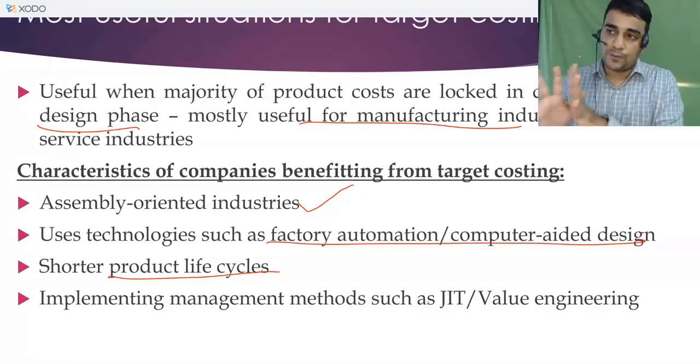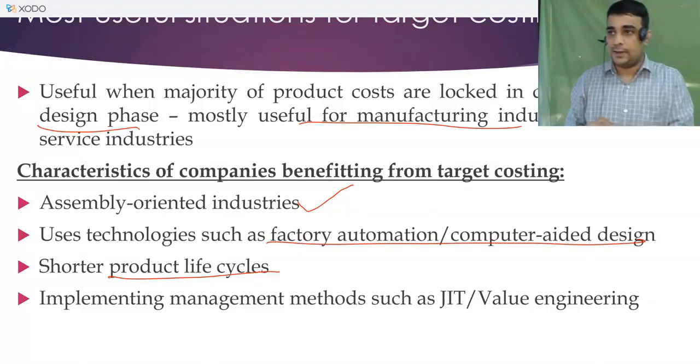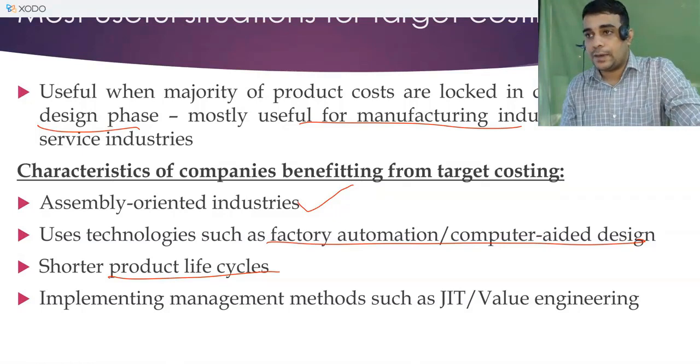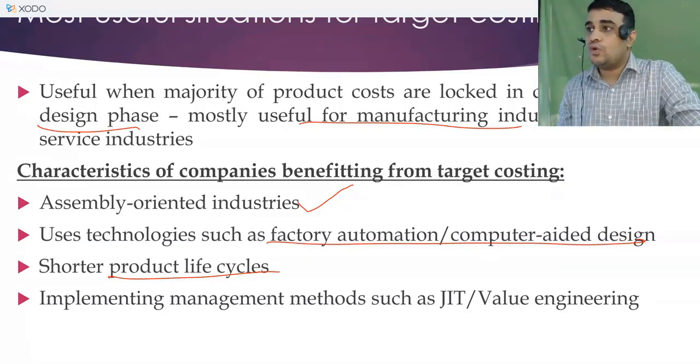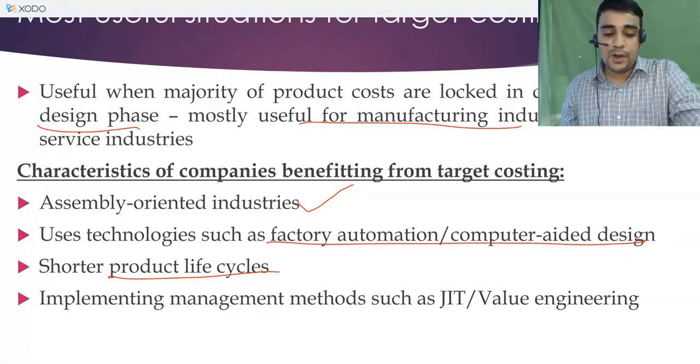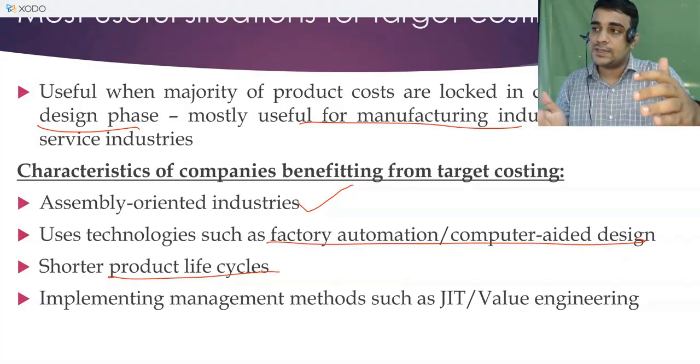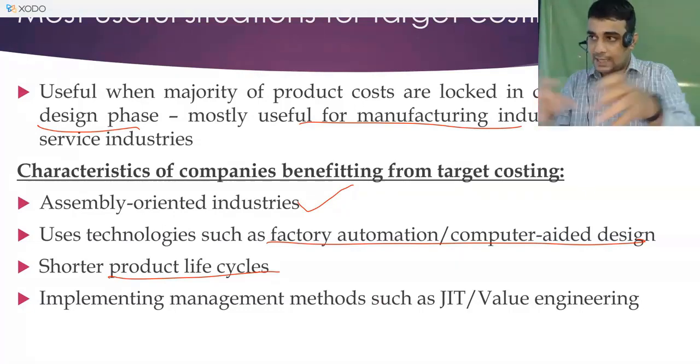In simple words, you can follow this if you're mostly a manufacturing kind of company where cost can get locked in. If you're an automation kind of company, your cost will get locked in mostly at the design phase because no major changes on the cost side will happen. If you are an assembly-oriented company, what are assembly-oriented companies? The major chunk of their cost is that they will have certain parts which are manufactured, and they assemble them together.